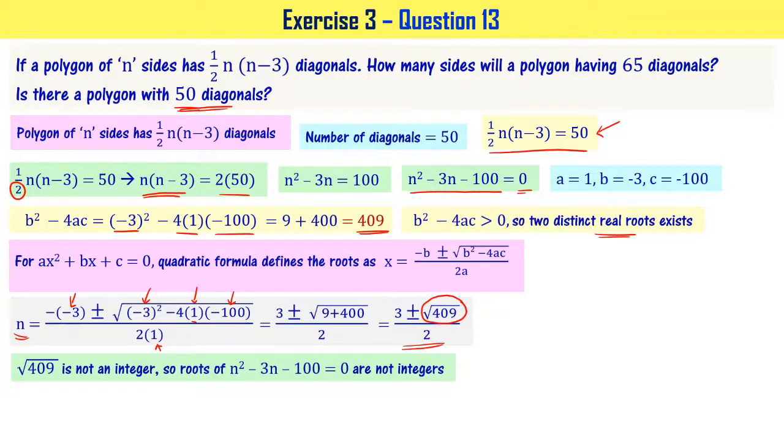Or in other words, you can say that since square root of 409 is not an integer, that's why we say that roots of n square minus 3n minus 100 equal to 0 are not integers. If the roots are not integers, that sides cannot be some arbitrary number, right? They have to be positive integers. That's why we say that no polygon with 50 diagonals exists. You try to draw a polygon which has 50 diagonals. You will not be able to draw a polygon with 50 diagonals. Got it?